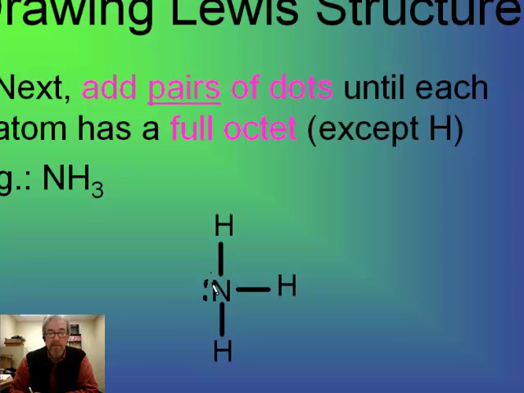A good way to think about this is just imagine a box around every atom. That box should have something on all 4 sides, either a stick or a pair of dots, and that's a quick shortcut to writing in the correct number of dots.